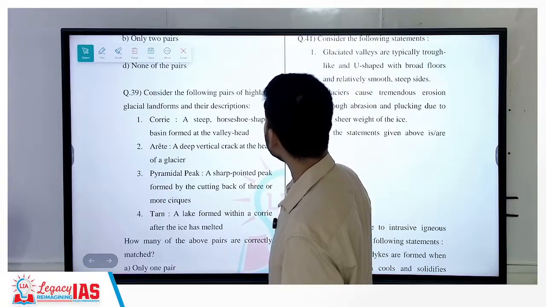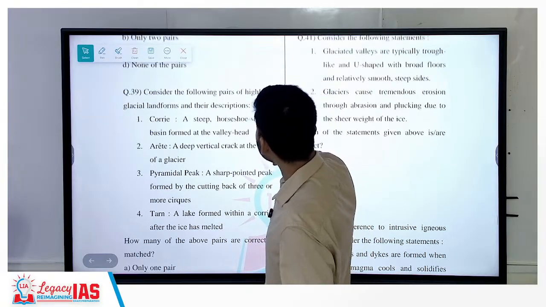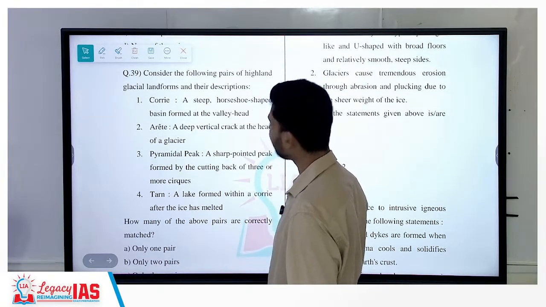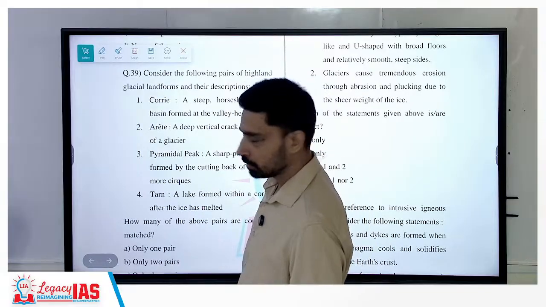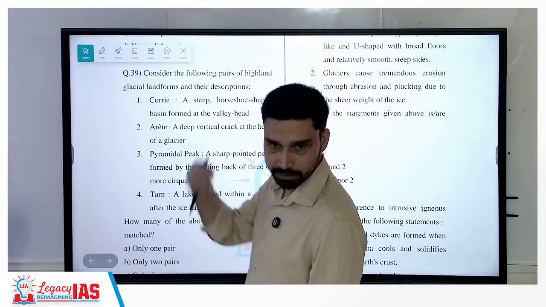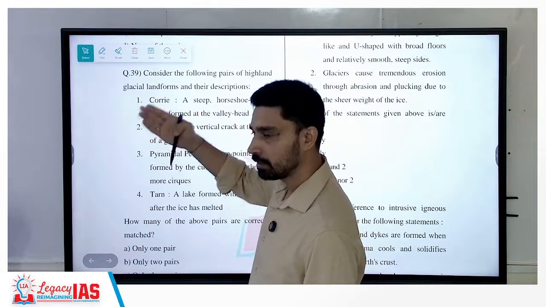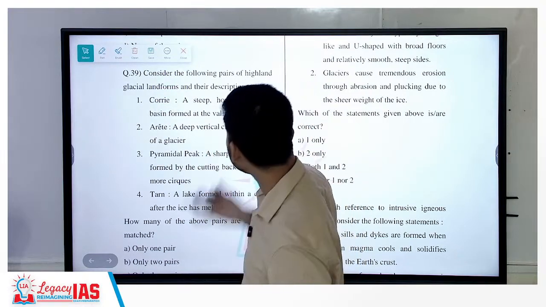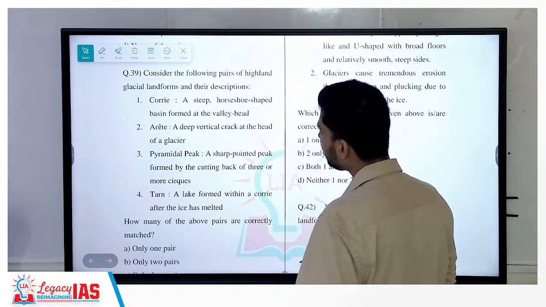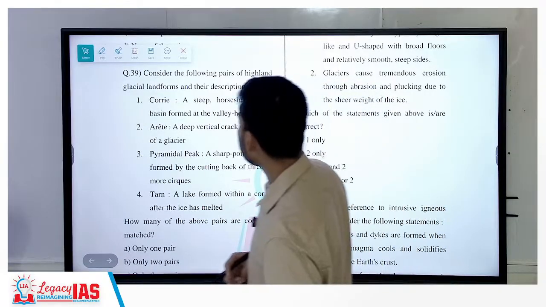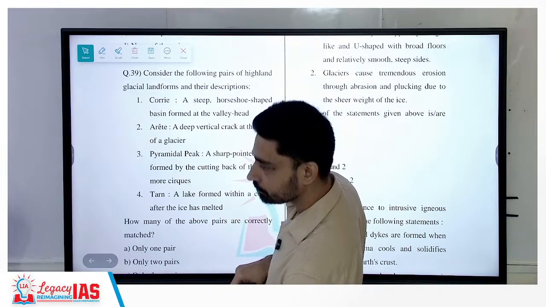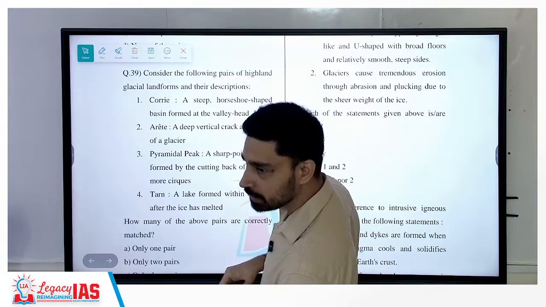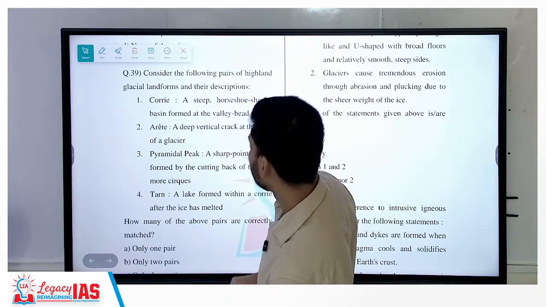Then we have the highland glacial. Corrie, steep horseshoe-shaped basin at the valley head. True or false? Cirque, corrie, yesterday we discussed. At the head, I told you what is happening. A large depression develops, a steep-sided wall forms here. Arete, a deep vertical crack at the head of a glacier. True or false? False. Arete is a peak, basically the seesaw type of peak.